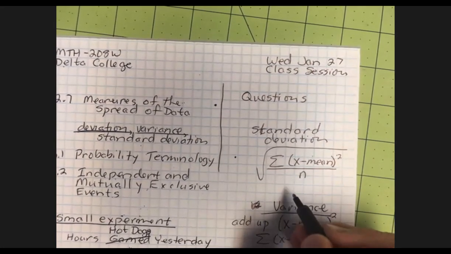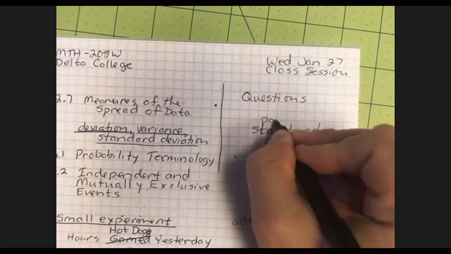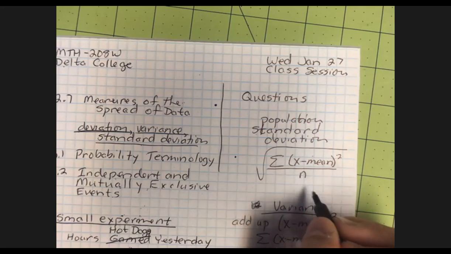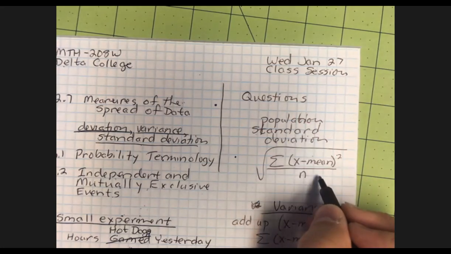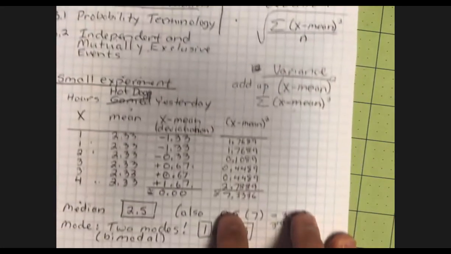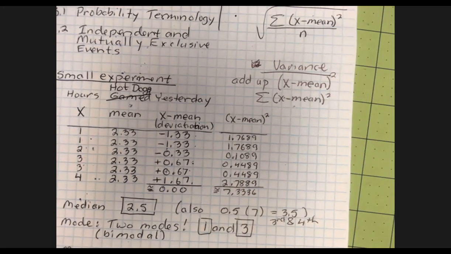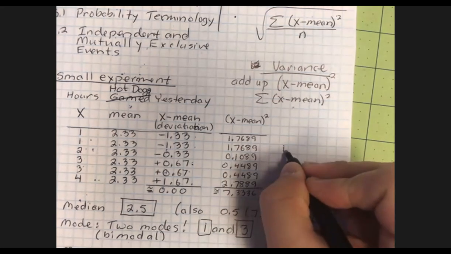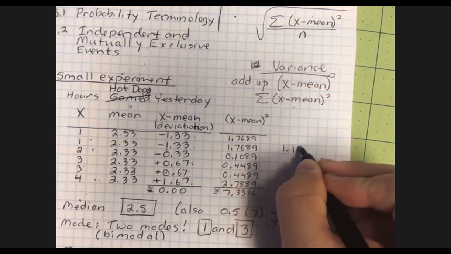Now, there's 2 flavors of standard deviation. There's the population standard deviation for a whole population. And then there is what's called the sample standard deviation. You divide by n minus 1. But first, let's go back to our table and take this 7.3336 and divide by your 6 friends. I will show you how to do this on the calculator in a second. Take that answer and divide by your 6 friends, and then take the square root. And I get 1.1056.